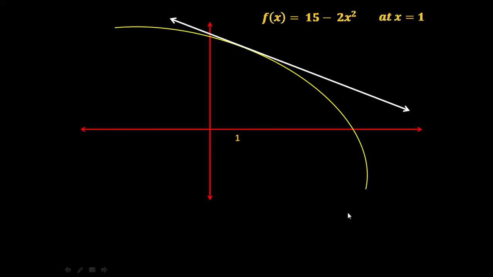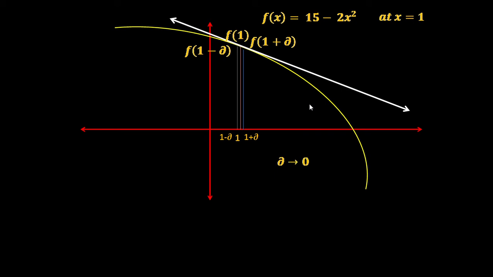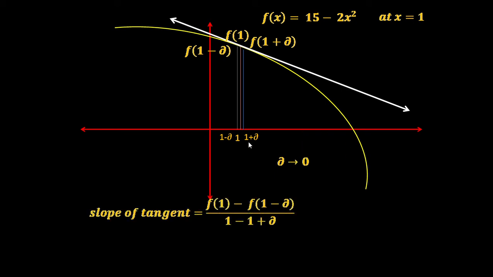Thus we can conclude here, if this blue line indicates 1 minus delta, where delta is an infinitesimally small value, because the difference between 1 minus delta and 1 is very less, that is infinitesimally small. So if this blue line indicates x equals 1 minus delta, then this point will be f of 1 minus delta. Similarly here, if this right hand side indicates 1 plus delta, then this point will be f of 1 plus delta. Now where delta tends to 0, we are going to find out the slope.